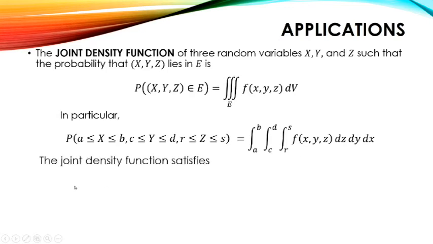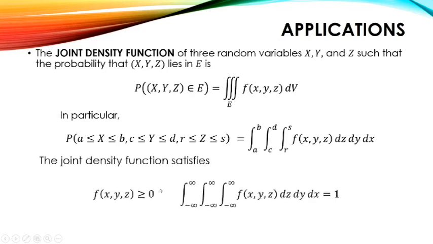So the joint density function satisfies these two properties. First, f(x, y, z) is greater than or equal to 0 since it is a probability. And the triple integral of f(x, y, z) dz dy dx, with all variables evaluated from negative infinity to positive infinity, is equal to 1. It is the total probability.